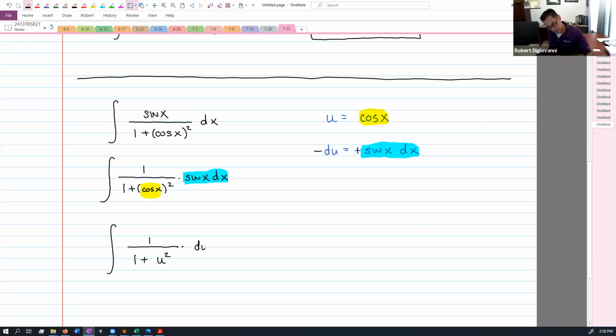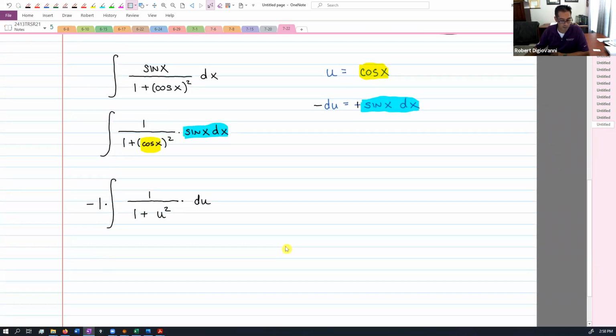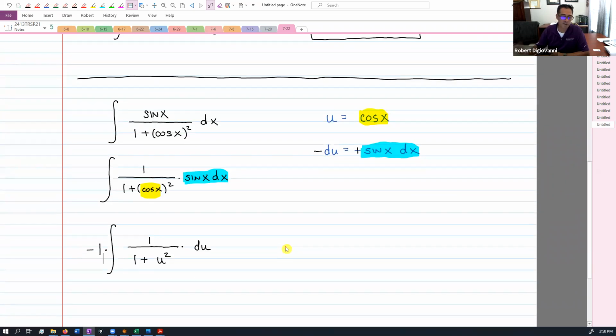Du, and is it du or negative du? Negative du. So is it all right, Christian, if instead of putting negative du, I put a negative 1 on the outside of the integral? Yeah, that works. So instead of putting negative du here, everyone, put the negative out front. Okay, that's good.